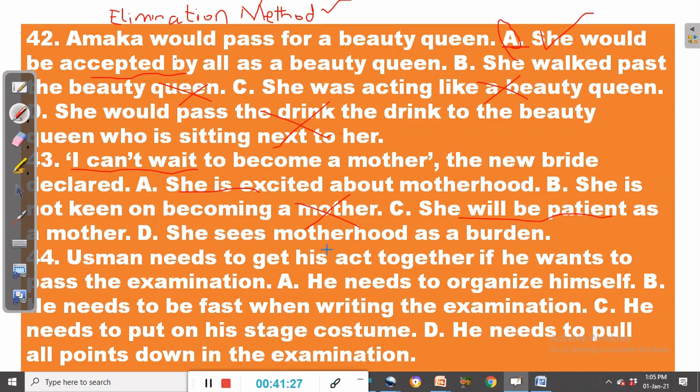Then option D, she sees motherhood as a burden. If you see something as a burden, then of course you can't be in a hurry to get to it. But if you say, I can't wait to become a mother, it means you want to become a mother as quickly as possible. If it is something you see as a burden, then you won't be rushing towards it. All right, so that eliminates option D too.